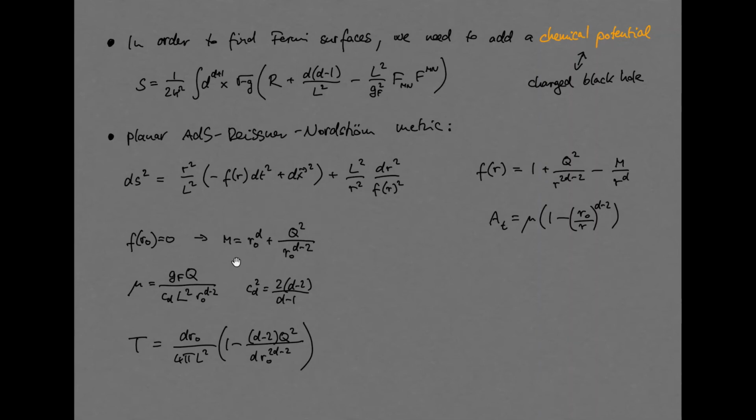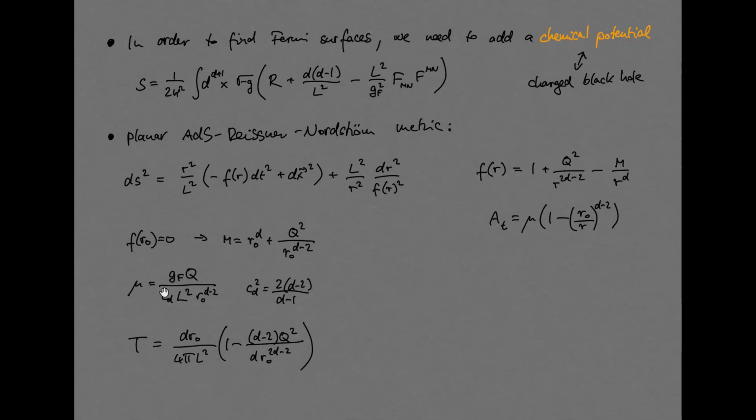M is equal to these powers of r0. Note that the gauge field also vanishes at the horizon at r equals r0. So then you get 1 minus 1 here. And this is a condition that comes from the fact that the gauge field should be regular in ingoing Eddington-Finkelstein coordinates.